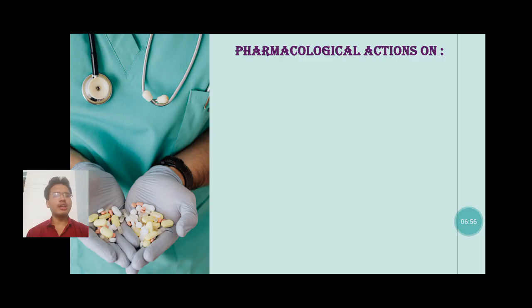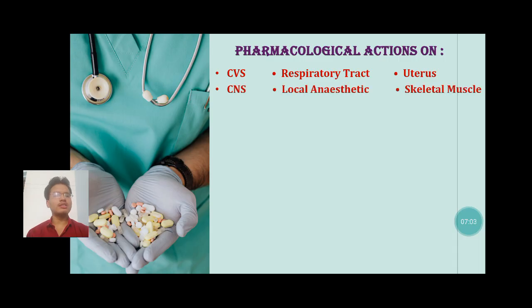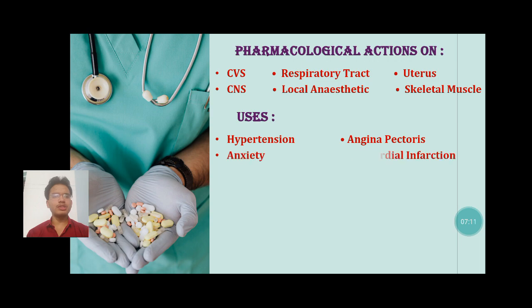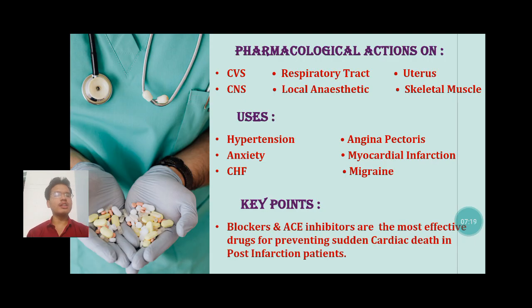Pharmacological actions. The actions are on CVS, respiratory tract, uterus, CNS, local anesthetic, skeletal muscle. What are the uses? Let's see. Hypertension, angina pectoris, anxiety and myocardial infarction, CHF, migraine. Key point: beta blockers and ACE inhibitors are the most effective drugs for preventing sudden cardiac death in post-infarction patients.